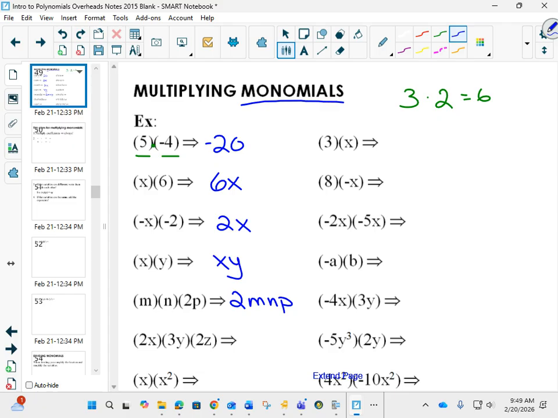Here, put your numbers together. What is 2 times 3 times 2? 12. Good job. And then put our variables together. We got x times y times z. Smush them together. X, y, z.